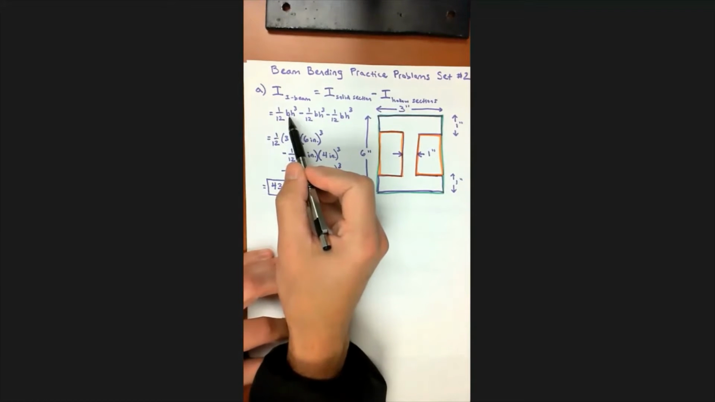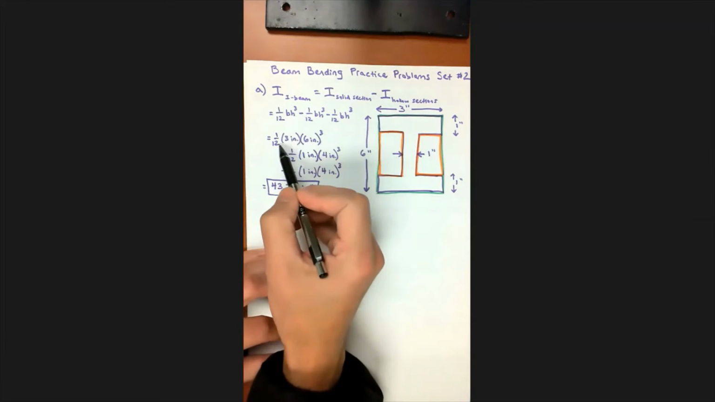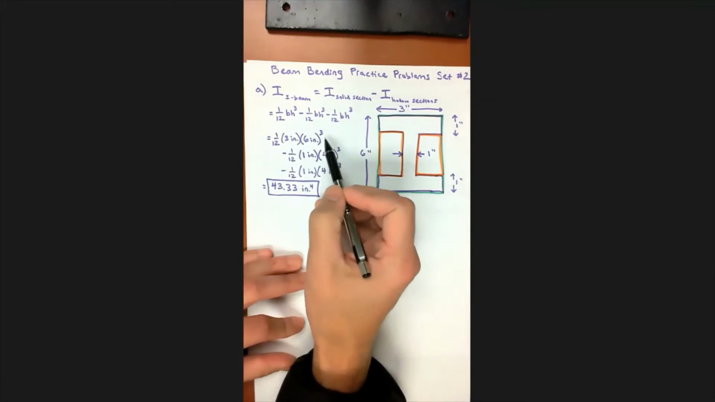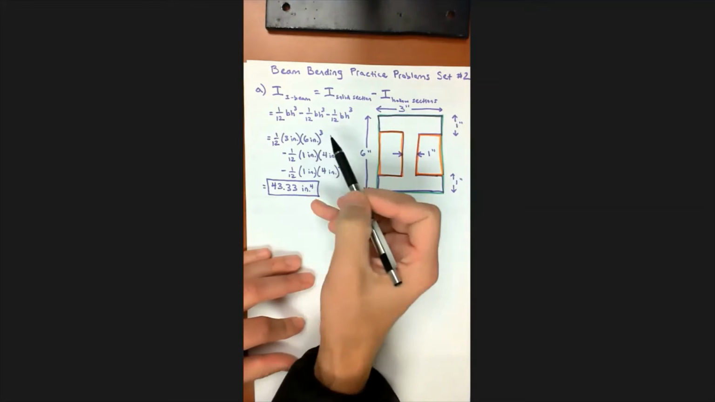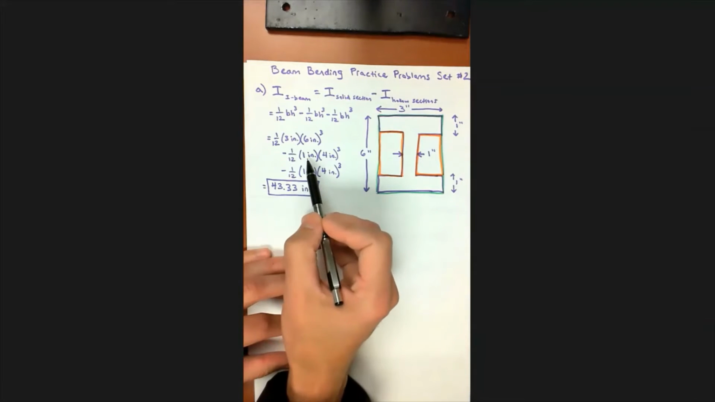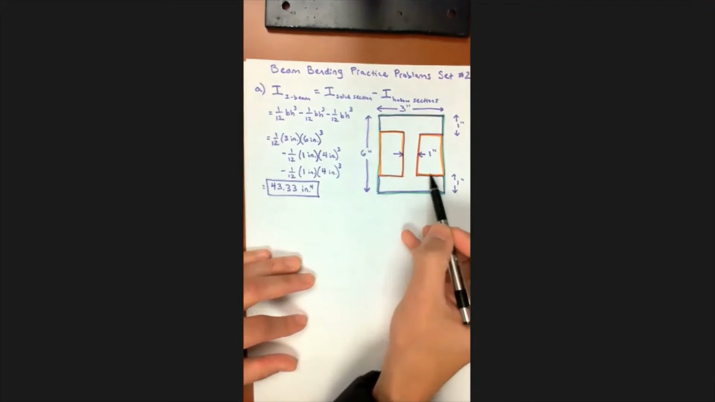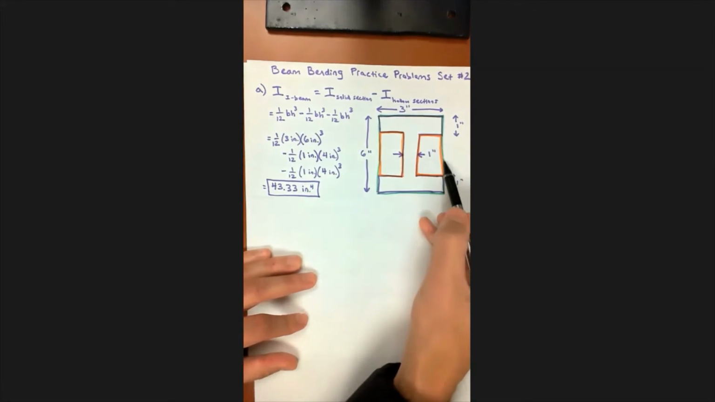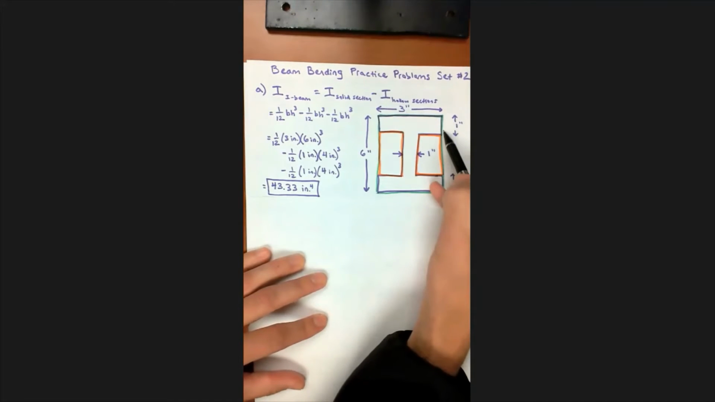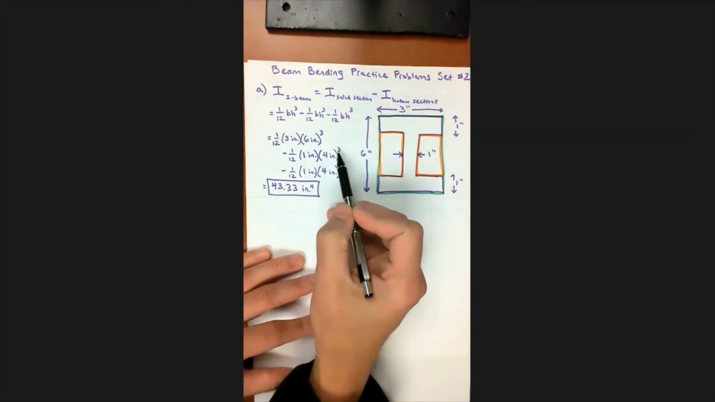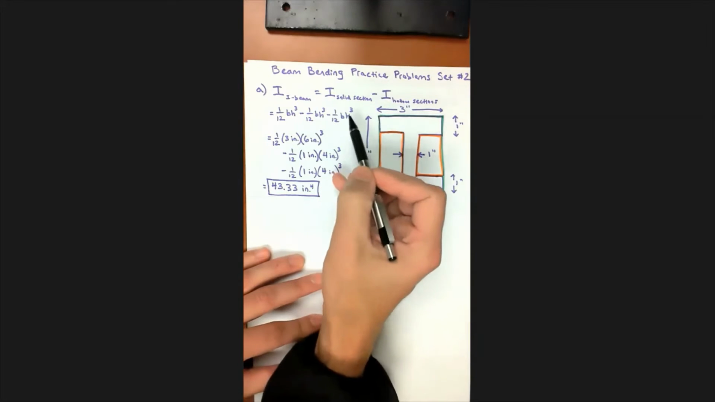So for all of these, we need to be careful about plugging in the value for the base and the height. So for the big rectangle, the base is 3 inches. That's the width. And then the height is 6 inches, and we cube that 6-inch value. And then for the hollow sections, they're the same. And so we subtract 1/12 times 1 inch, that's the base of the hollow section, times the height cubed. So the height is 4 inches. We got that by taking 6 inches minus 1 inch minus 1 inch. So this dimension must be 4 inches.